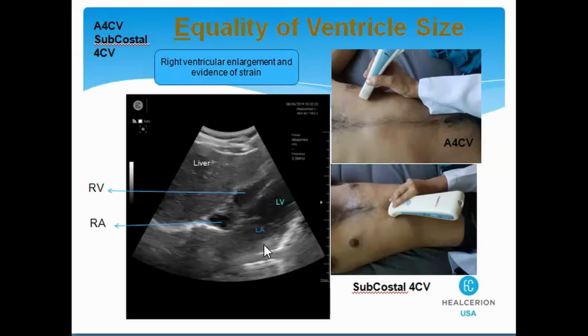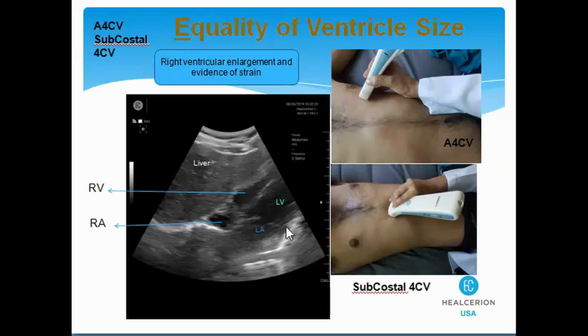In a subcostal view, you will also see some portion of the liver. So in this view, you can see the area of the heart which is close to the liver. This is the right ventricle, this is the right atrium, and further away, this is the interventricular septum, and away from the liver is the left ventricle and the left atrium.